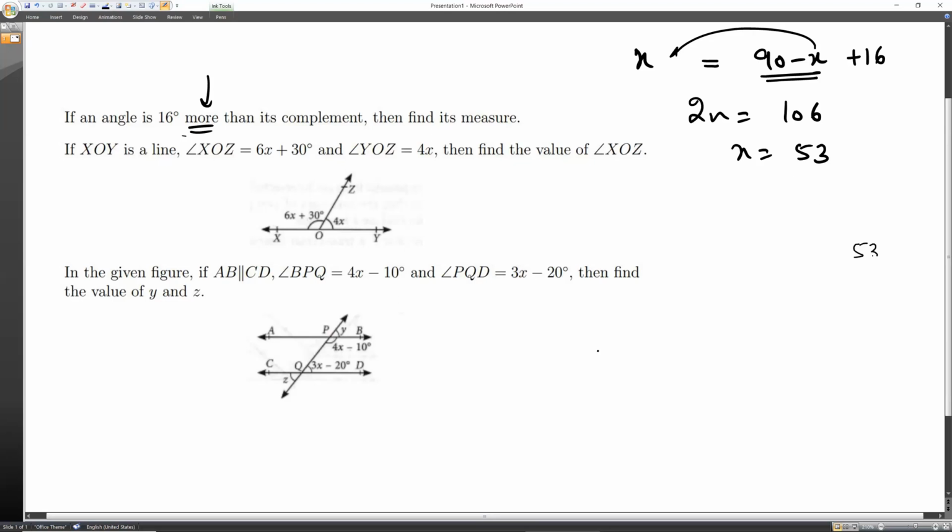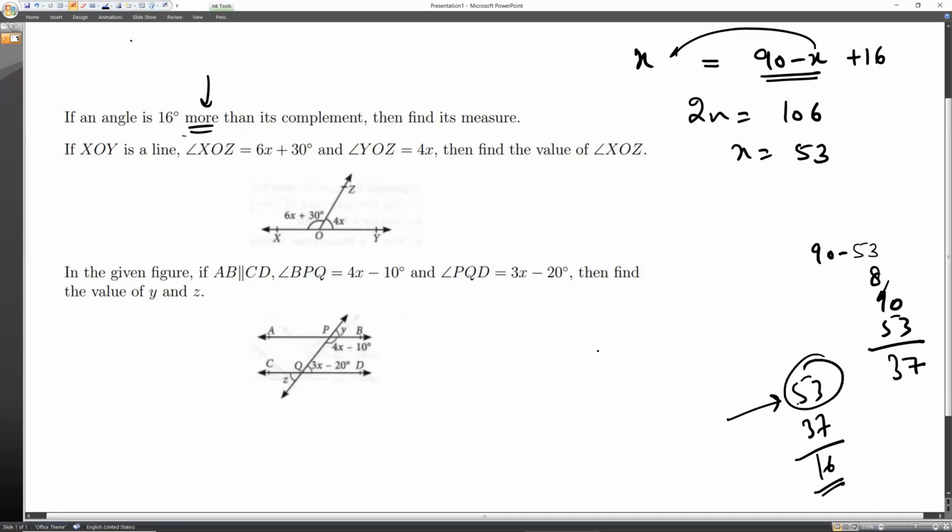Now what will be its complement? If an angle is 53, then its complement will be 90 minus 53. How much will you get? 37. Now subtract 37 from 53, you will get 16. Still you will get 16. So here it is correct: the angle is 53 degrees and it is 16 degrees more than its complement.